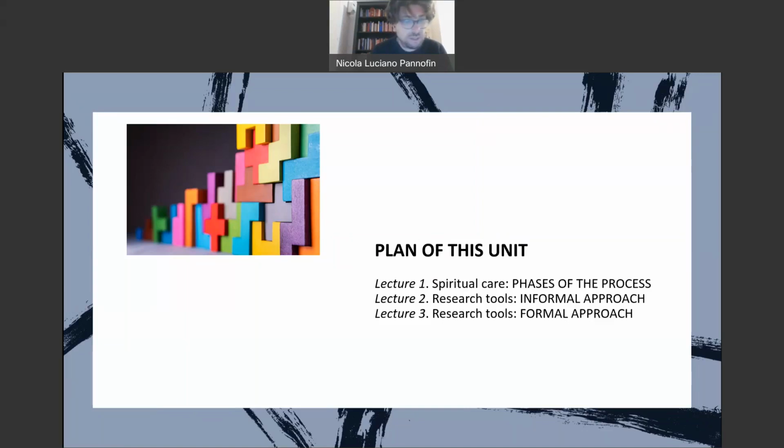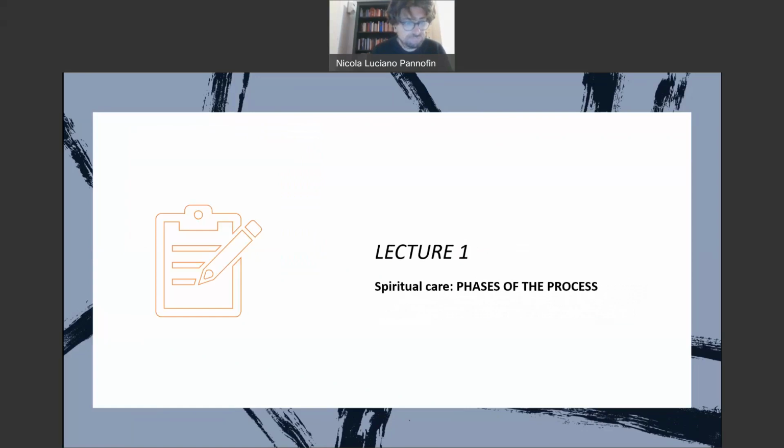The first tools we'll consider are those that allow the collection of spiritual histories with an informal approach. In the third and last lecture, we'll explore the tools for collecting histories in a formal approach. Let's now take a closer look at what spiritual care consists of.